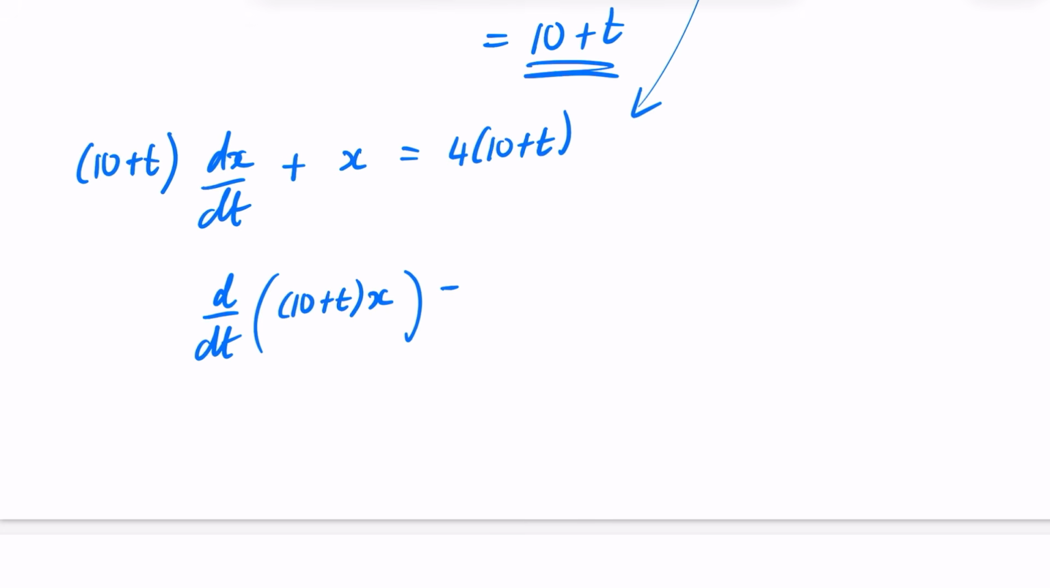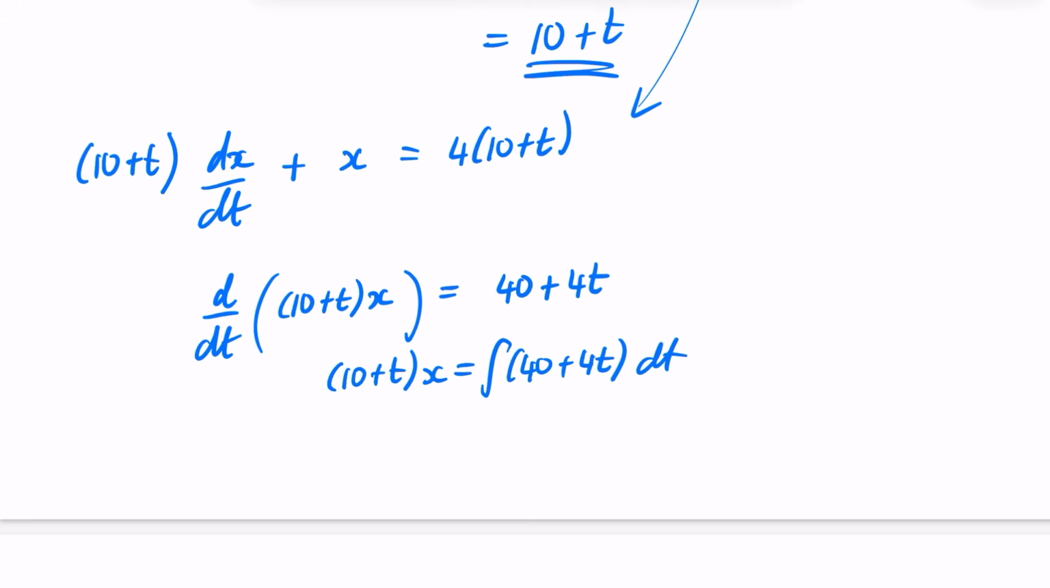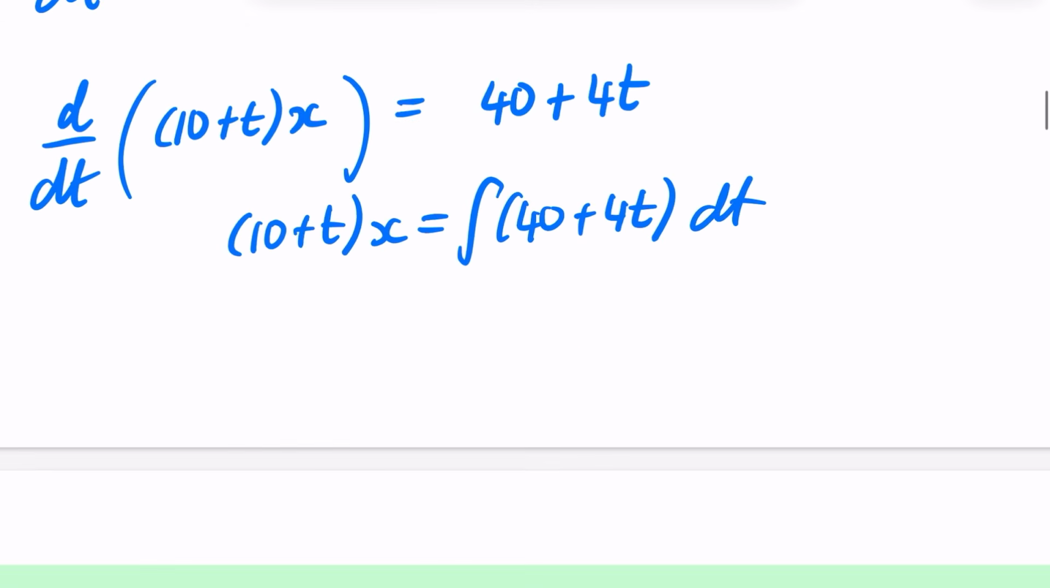And if you check the product rule when you differentiate this, you do actually end up with this thing over here. And this is equal to, I'm going to expand the brackets because in a moment I'm going to be doing some expanding. So my (10 + t)x is going to be equal to the integral of 40 plus 4t dt. It's like this dt here has come up here and been multiplied by it, and then we do an integration. So my (10 + t)x is equal to 40t plus 2t squared plus c.